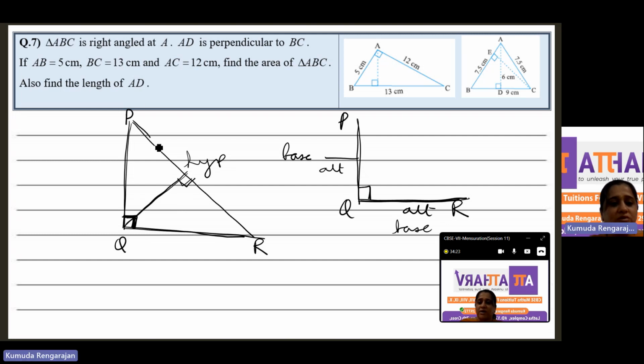This is the hypotenuse, another side of the triangle. And the altitude will come from Q. The altitude will come from Q. So there's a different altitude.